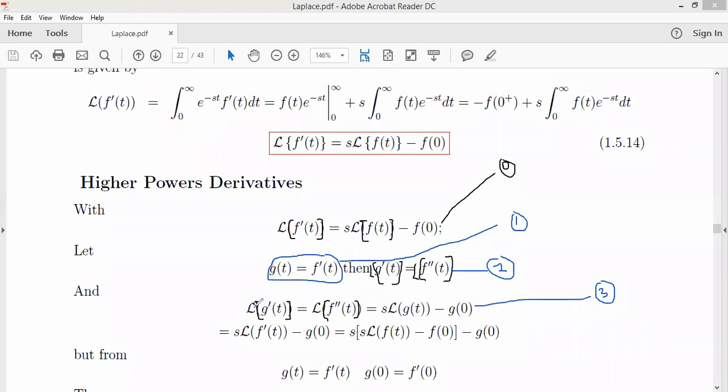Remember we have used this L g prime of t based on equation zero, this equation here. Since we've based it on this equation, this is the same as that, which is the same as that. But from this one here, the one in red, we know that this g t here is f prime t. Don't forget that our g t here is the same as f prime t. So instead of g t, I substitute f prime t. That is this step here.